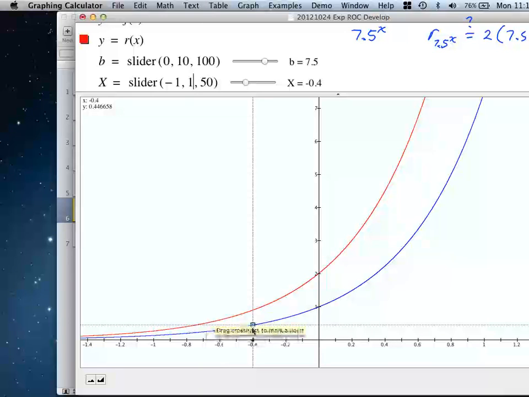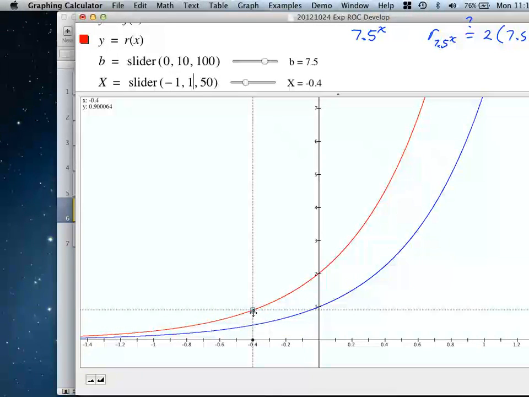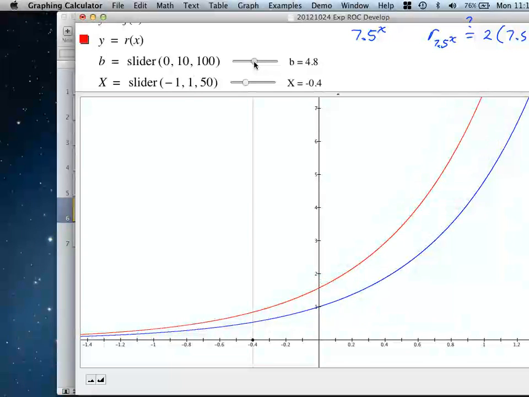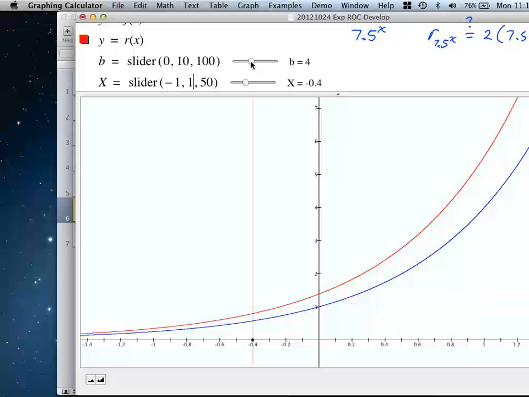0.4466, so we expect this to be 0.9, right? 0.4466 would be about 0.9. Okay, so it seems like our hypothesis is correct. So let's try a different value of b. Let's just make b 4. Okay, so now b is 4.